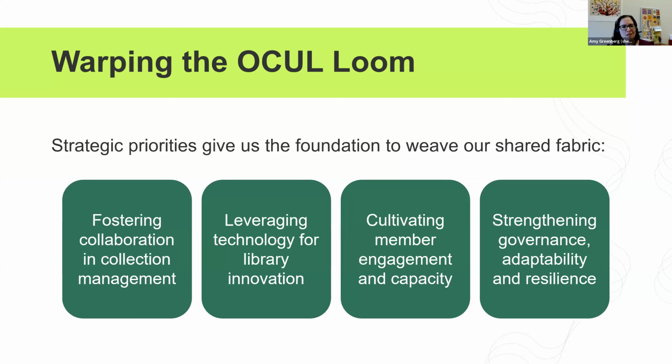And in no particular order, those 4 strategic priorities are, I should say that these are relatively new strategic priorities. Last year, almost exactly a year ago, in the summer of 2025, we launched the first year of our new 4-year strategic plan. So we have just entered into year 2. And those priorities are fostering collaboration in collection management, leveraging technology for library innovation, cultivating member engagement and capacity, and strengthening governance, adaptability, and resilience.